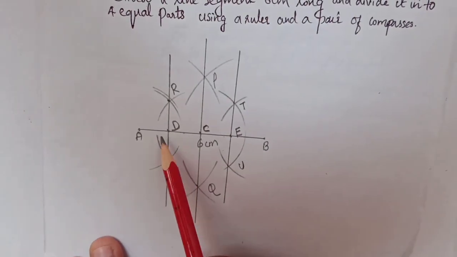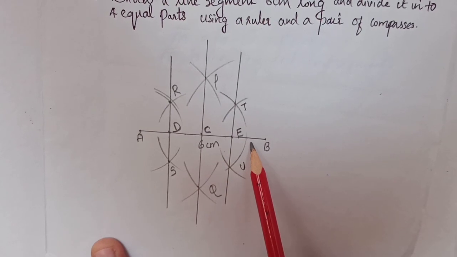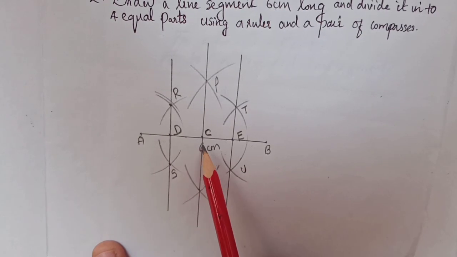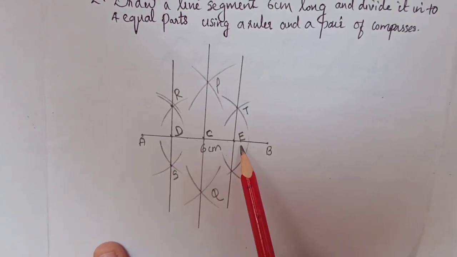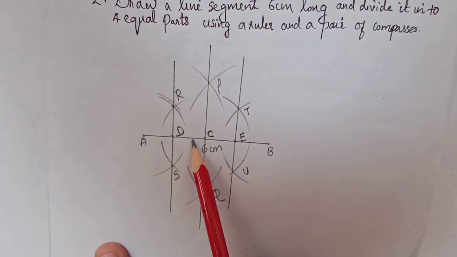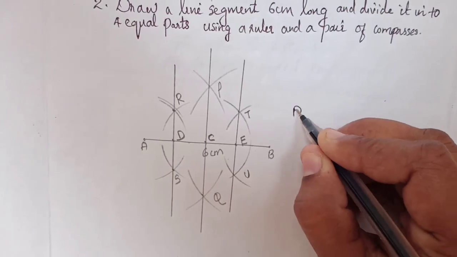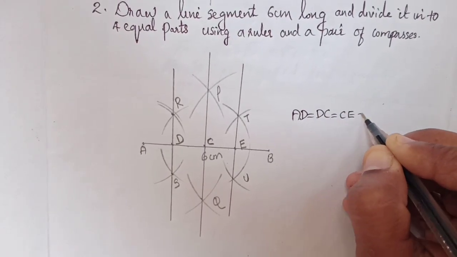Here AD, DC, CE and EB are equal. So the line segment 6 cm is divided into 4 equal parts. Here AD is equal to DC, is equal to CE, is equal to BE.